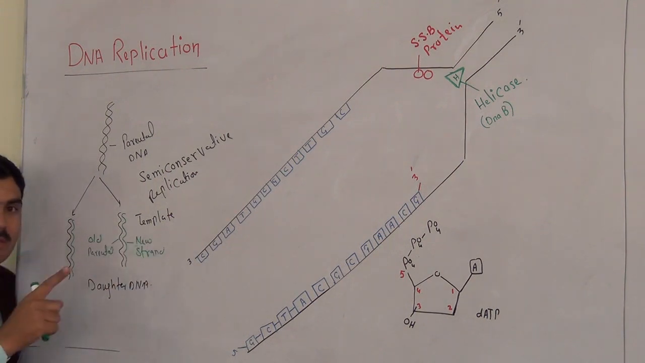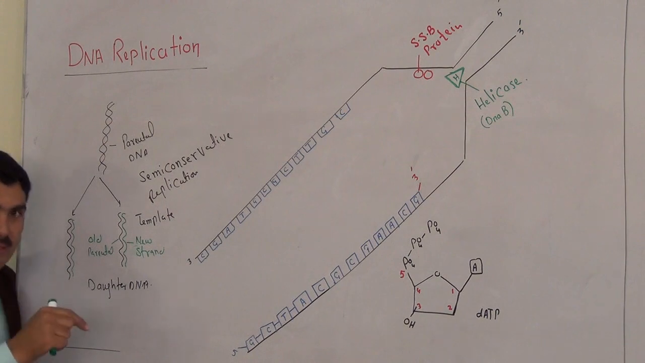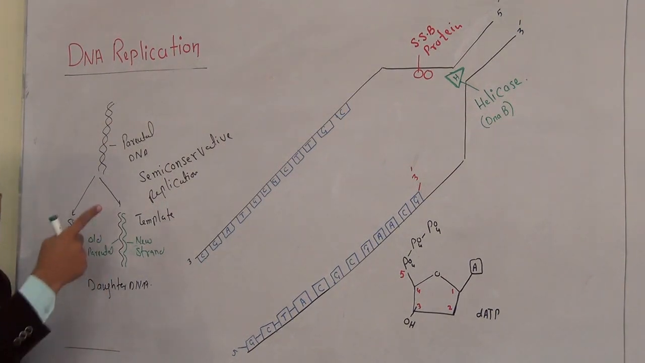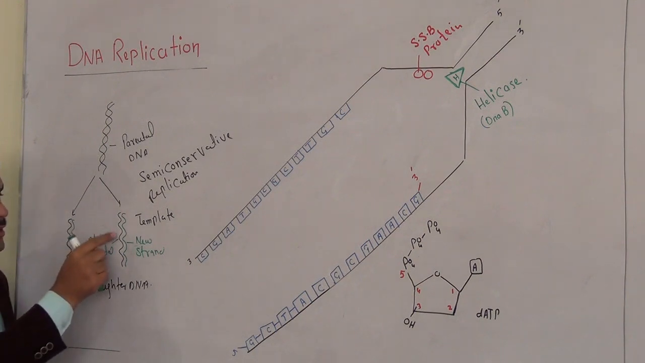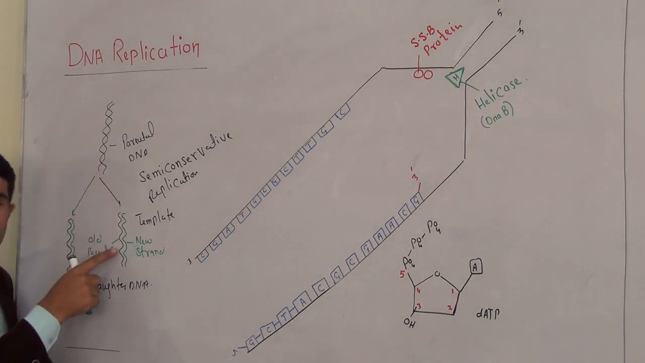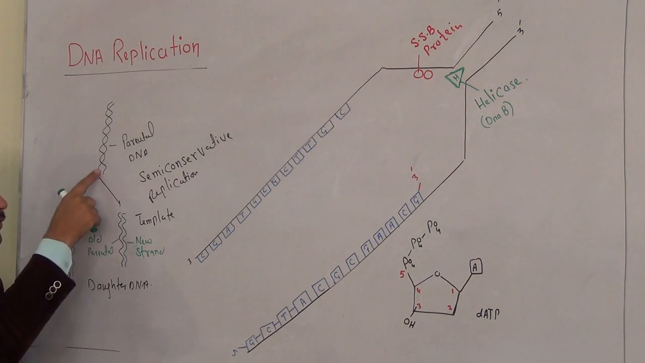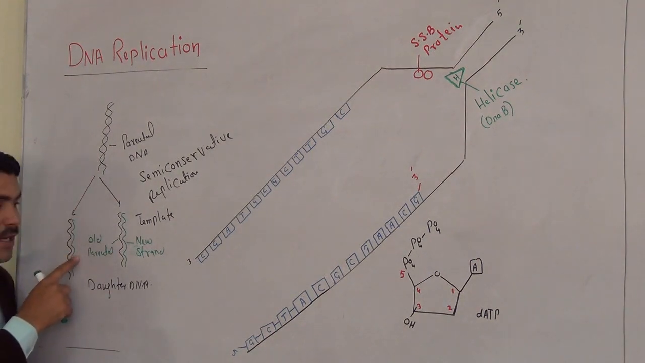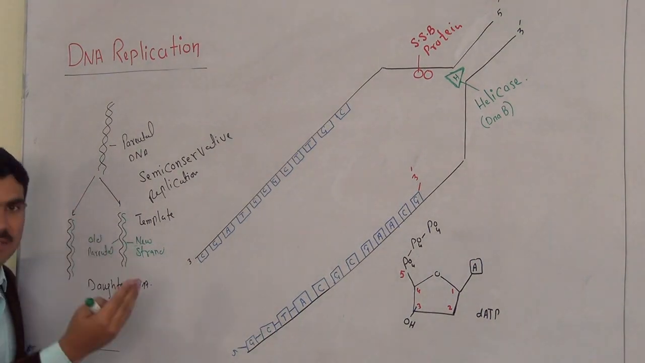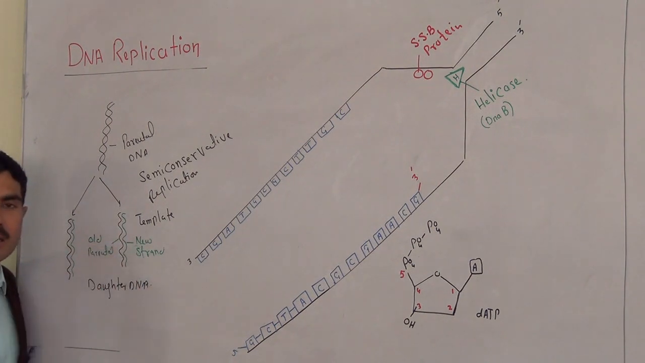Because the old strand is still present, or we say conserved, therefore we use the word conserve. Half of the parental DNA is still here and half is still here, therefore we call it semi-conservative, because half of the strand is still available with us. So we call it semi-conservative replication.